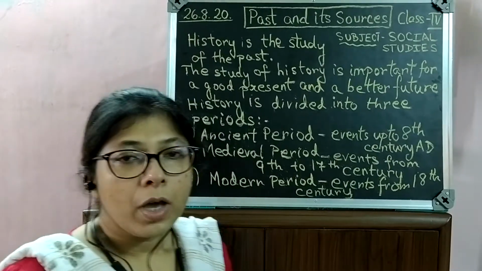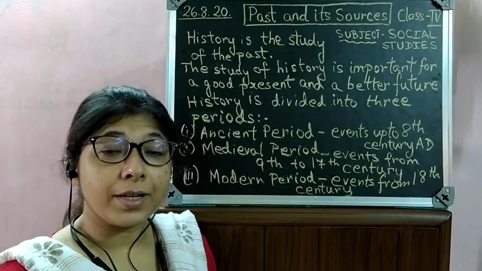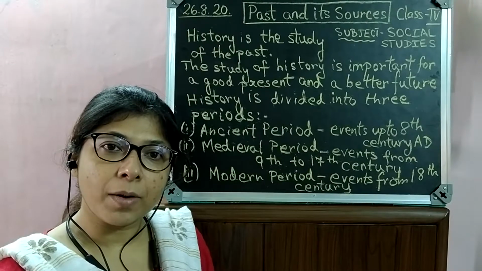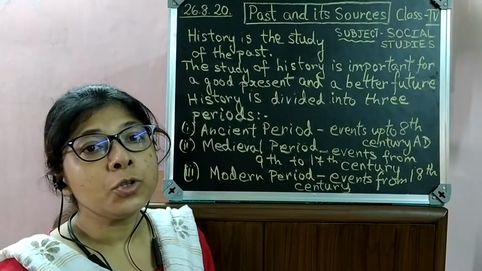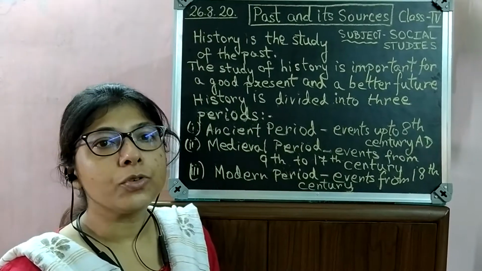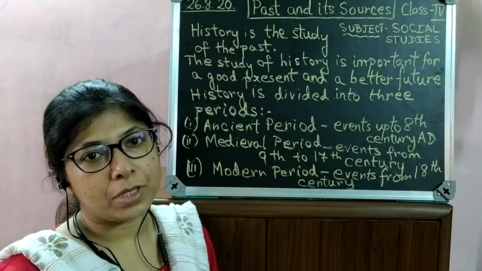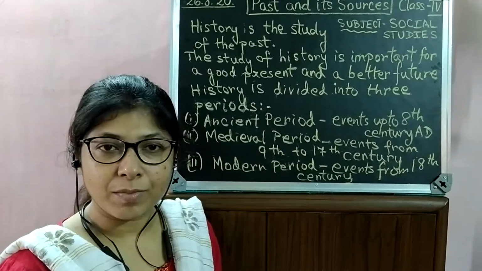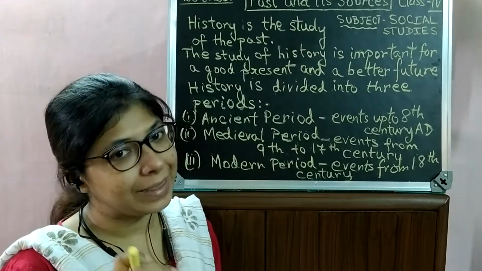Now, we know that earlier humans didn't know how to read and write. So they couldn't record the events of the past. So that period of history where people didn't know how to read and write and could not record the events of their life is known as prehistory. We come to know about prehistory from the fossils of animals, cave paintings, and stone tools or weapons that they used.